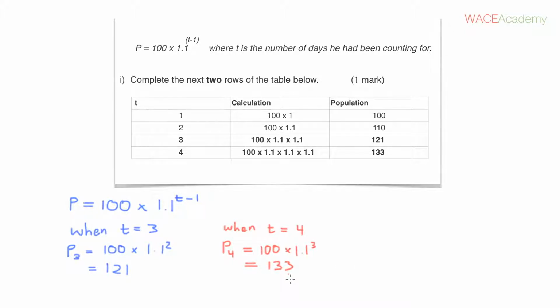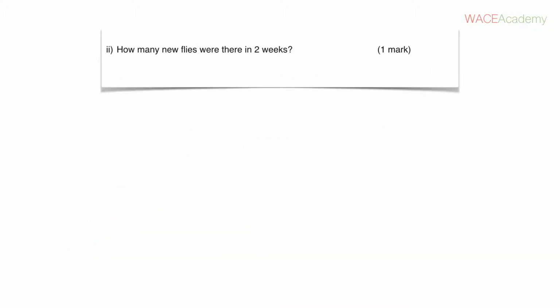Part II gives us a value for t, 2 weeks. But in the formula we're given for the population of flies, time is measured in days, so we'll have to convert weeks to days, so t is equal to 14. The question asks us for the number of new flies, so firstly we'll find the population at 14 days. Putting 14 into the formula, P is equal to 100 multiplied by 1.1 to the power of 14 minus 1, 345 flies. Next we have to find the number of flies on day 1.